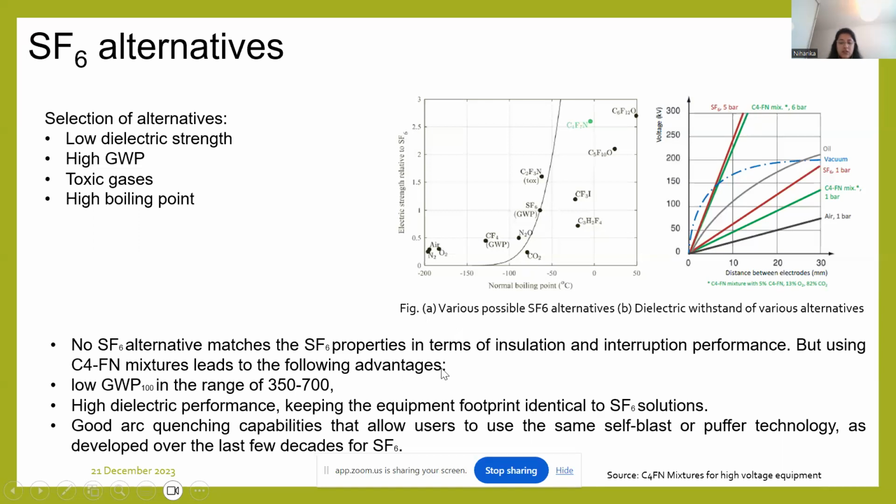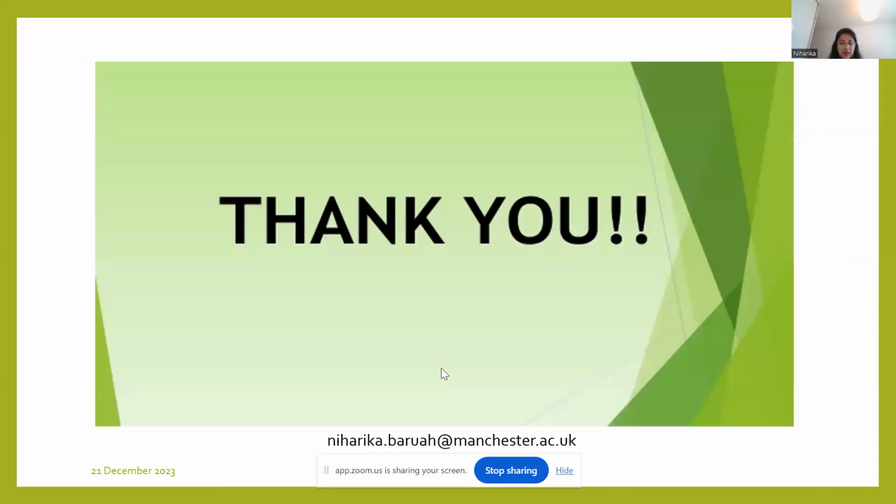So not all the alternatives are suitable to be used or retrofitted in SF6 equipment. However, there can be a solution to this, provided we increase the pressure to a certain extent, keeping in mind the boiling point of that mixture. So a good potential alternative to SF6 can be obtained.